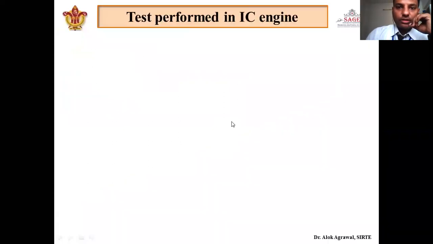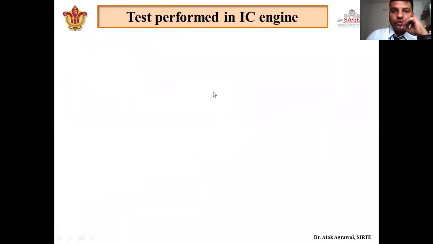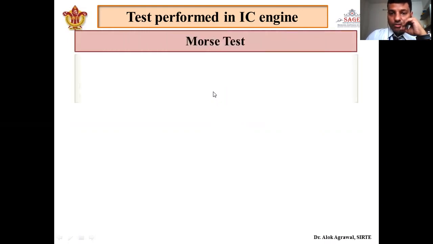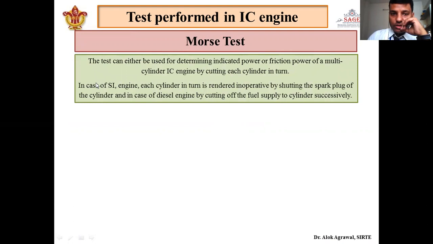So let's start with the Morse test. This is one of the most important tests performed on an SI engine. So what is it? The test can be used to determine either the indicated power or the friction power. It is performed to evaluate the indicated power or friction power of a multi-cylinder IC engine by cutting out each cylinder in turn. It is used to determine the indicated power and friction power, because brake power can be easily determined with the help of the dynamometer that we have seen. So for a multi-cylinder engine, if you want to evaluate the indicated power or friction power, this test plays an important role.